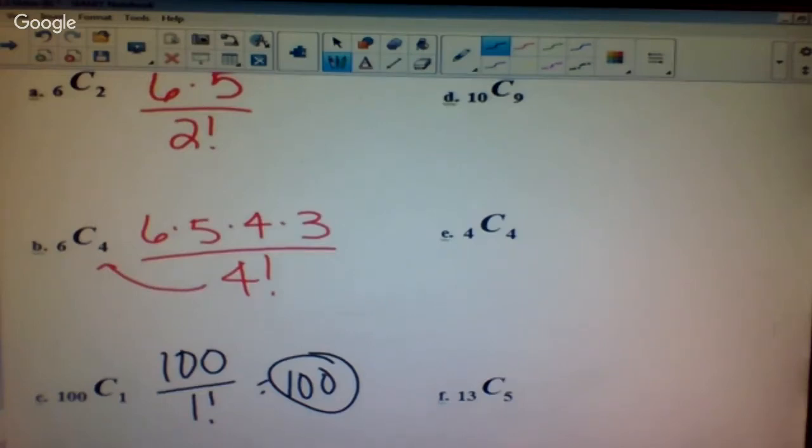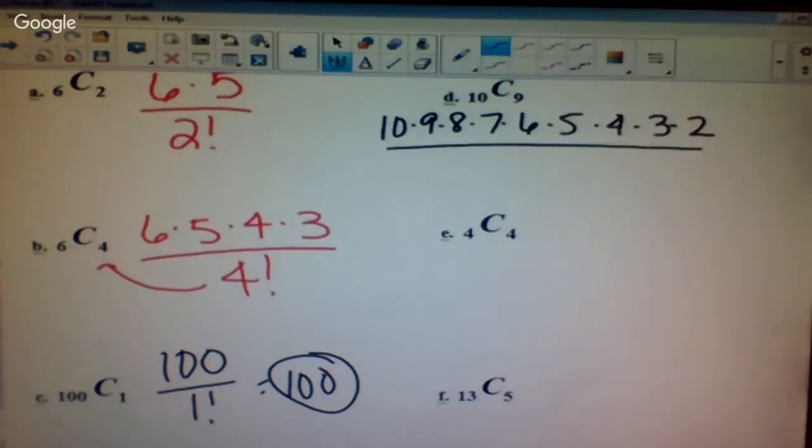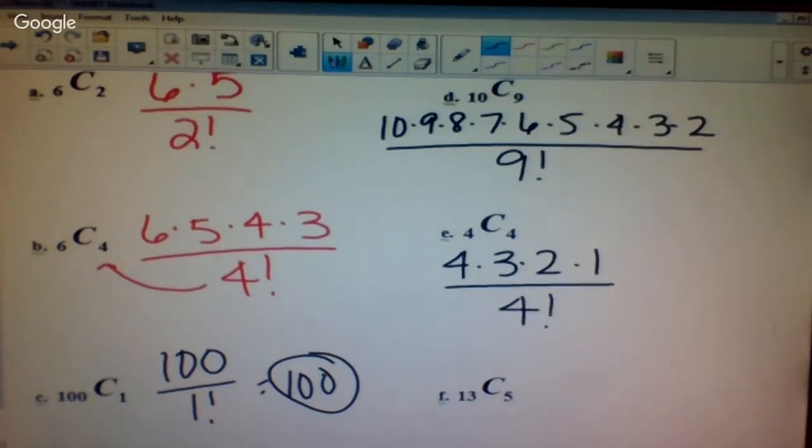Okay. D. This was 10, 9, 8, 7, 6, 5, 4, 3, 2. This time we divide by 9 factorial. Four C4 then was 4, 3, 2, and 1. This time we divide by 4 factorial.